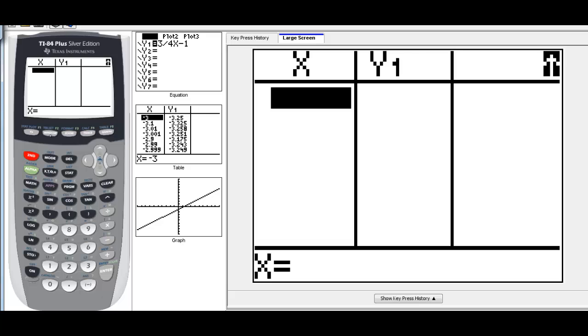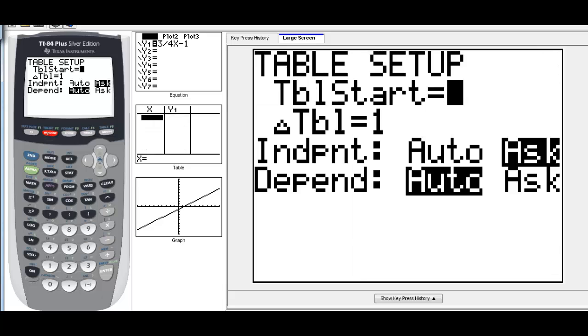to the table setup. Now the table setup allows you to determine whether the calculator is going to pick numbers for you automatically, or if you're going to be able to plug in values yourself. Now if you scroll down using the little arrow keys to the right, scroll down to where it says independent, and basically this is your independent variable, which is our X, and I want to make sure that we have ask highlighted. So that means we can actually type in any X value you want.